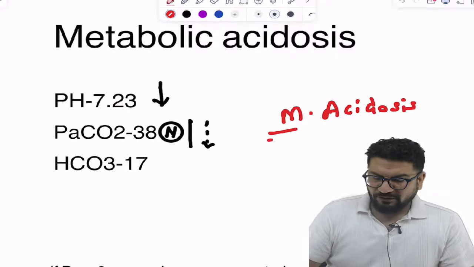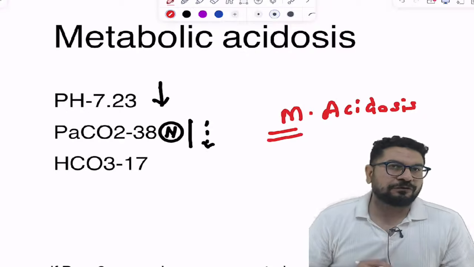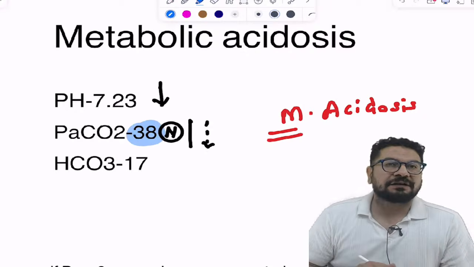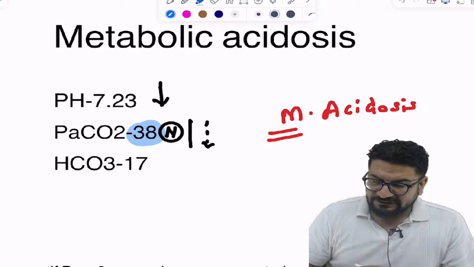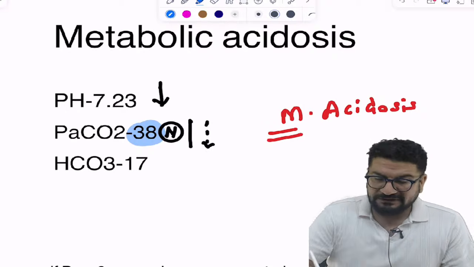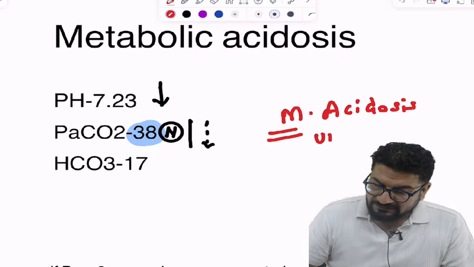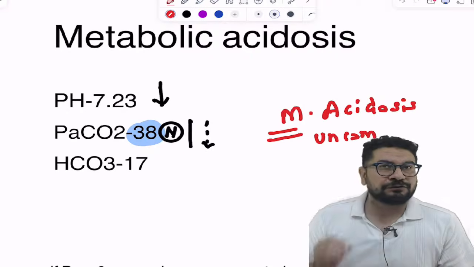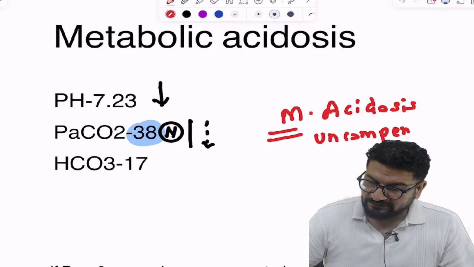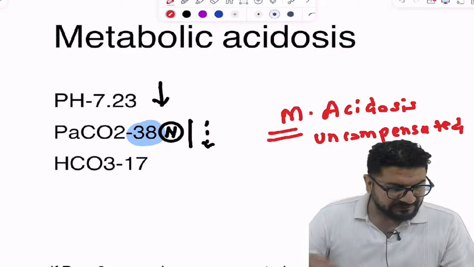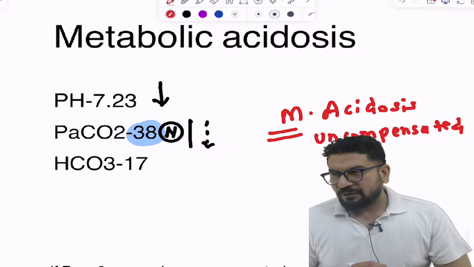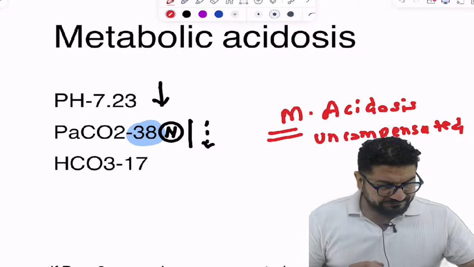Now in a metabolic problem, who will do compensation? Lungs will do compensation. And how will lungs do compensation? By producing CO2. So now you can see lungs, CO2 is normal, it means lungs are doing nothing. In a metabolic problem the lungs should compensate, but right now the lungs are doing nothing. So what we call this? We call this uncompensated. Clear? Am I clear, guys? You can ask your doubts in the chat box. I'm ready to answer your doubts.